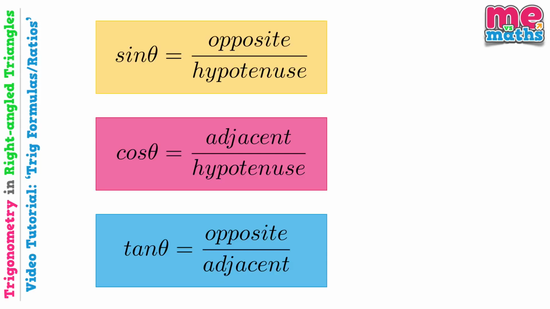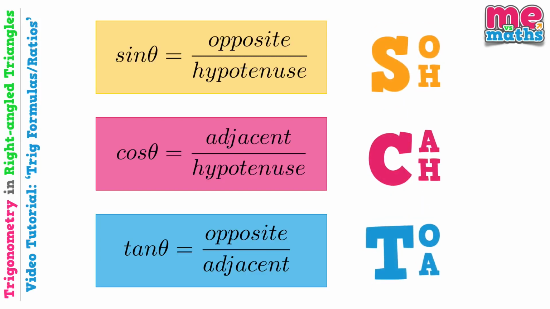the adjacent side. Now, to help us remember these, there's a phrase that is often used, and that phrase is SOH CAH TOA. It's just a nice little prompt to help you remember these 3 different formulas. So how does it work? So the S stands for sine theta, the O for opposite and the H for hypotenuse. CAH, the C stands for cos theta, the A for adjacent and the H for hypotenuse, and so on. I'm sure you get the idea.